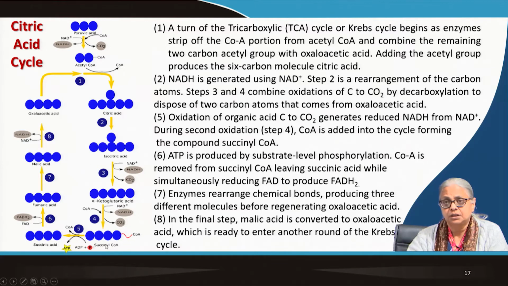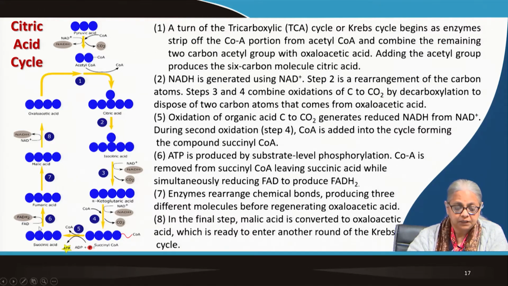Now this succinyl-CoA is going to utilize ADP plus another phosphate to generate ATP, and coenzyme A is released back into solution. So this succinyl-CoA is now succinic acid. ATP has been formed. These are high energy bonds.